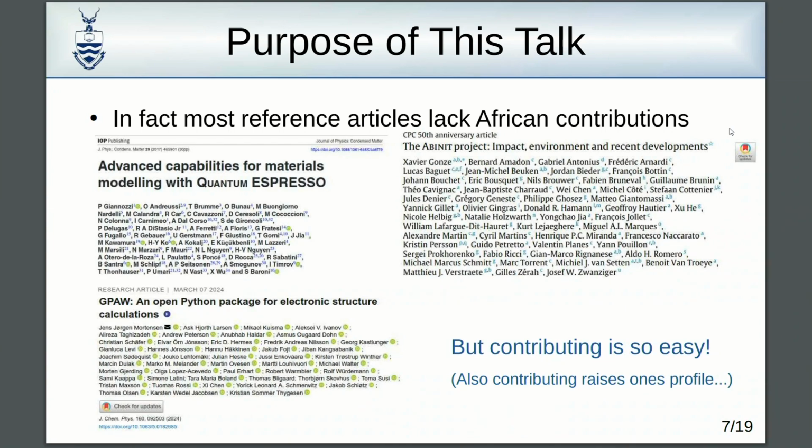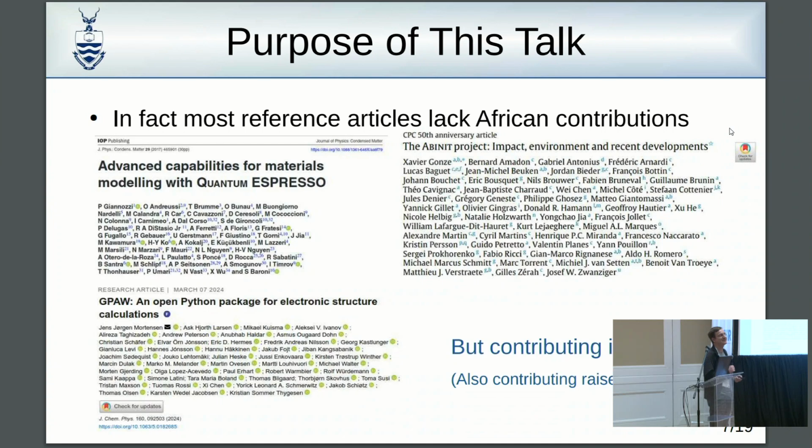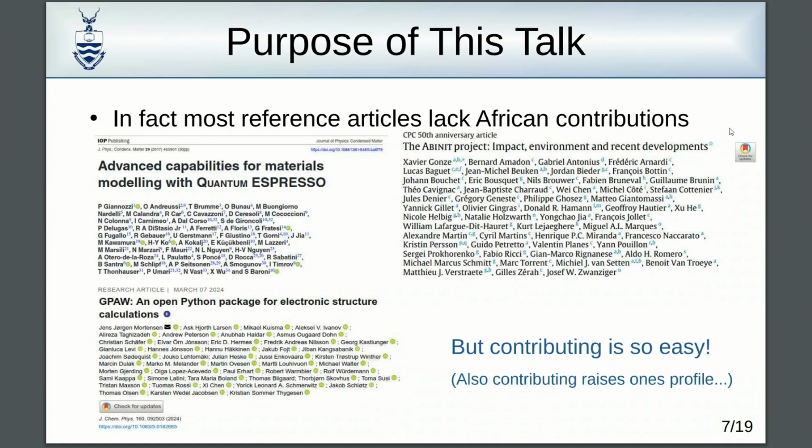My personal baby, GPAW, 1 author from Africa. That's me, and I don't think I'm necessarily counting because I'm not African. Well, I wrote the paper while I was here, so maybe that counts.